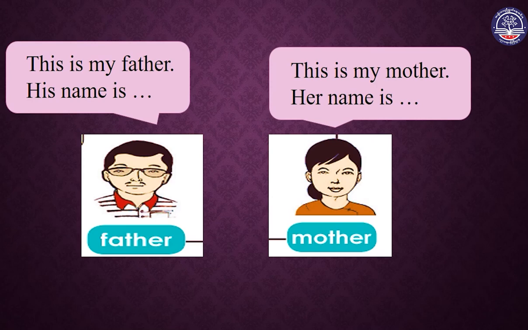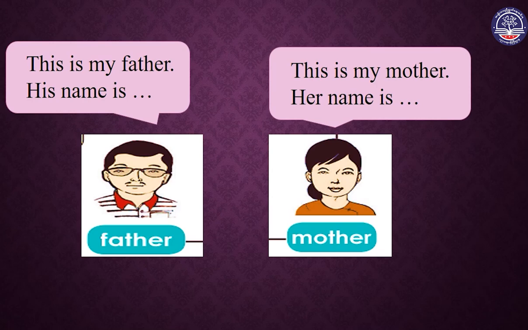So this time, let's see mom, mother. How can we talk about our mother? This is my mother. Her name is Dojo. This is my mother. Her name is Dojo. Can you follow me?